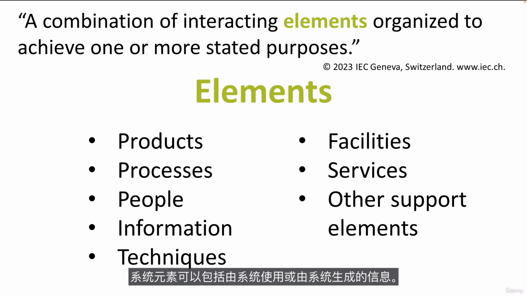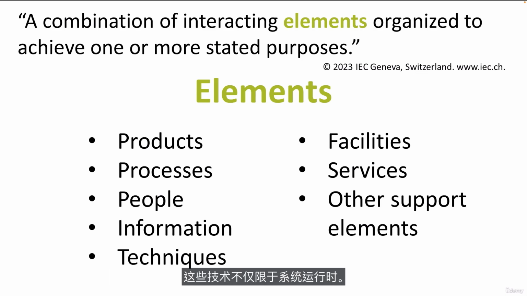System elements can include information used by the system or generated by the system. Think about the various sensors spread throughout your car, providing information to the brains of the vehicle, which allow it to do things like economize the fuel or adjust braking forces or internal temperatures. System elements can include techniques used to operate and maintain the system, or in other words, specific ways the system can be used or how the system goes about performing its tasks or missions. These techniques are not limited to the system only when it's in operation. They can also include design techniques or production techniques, and so on.